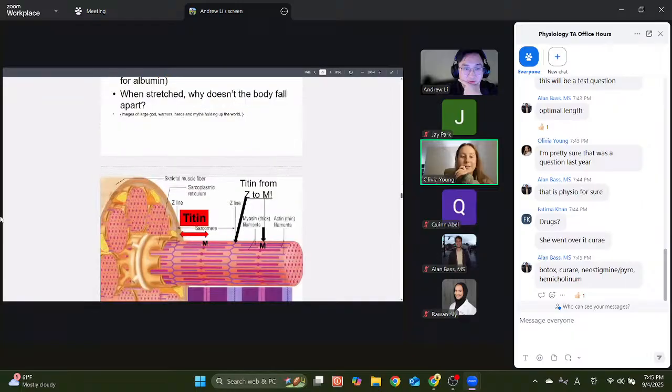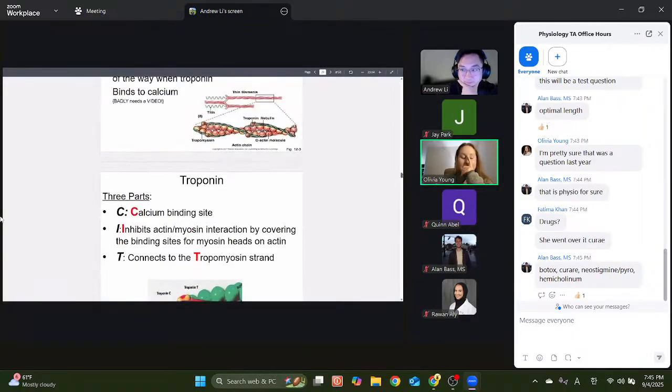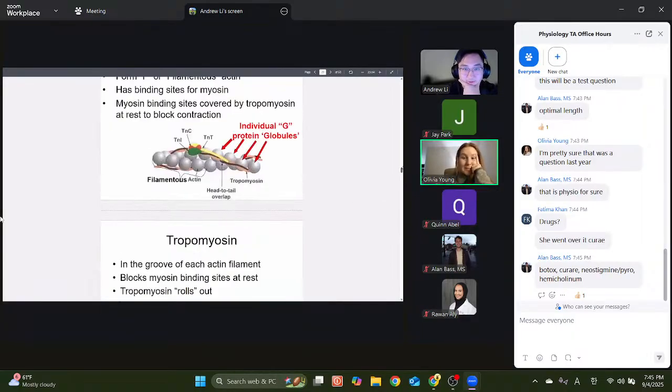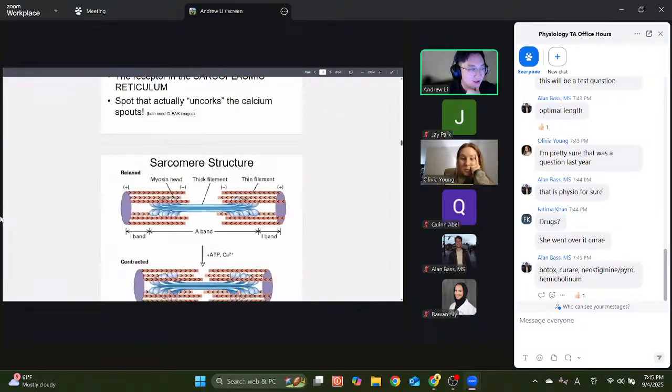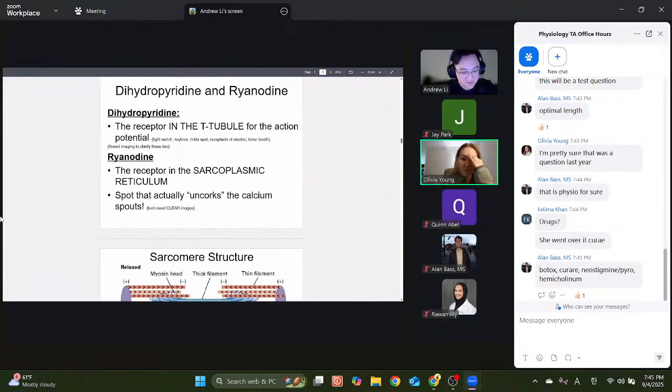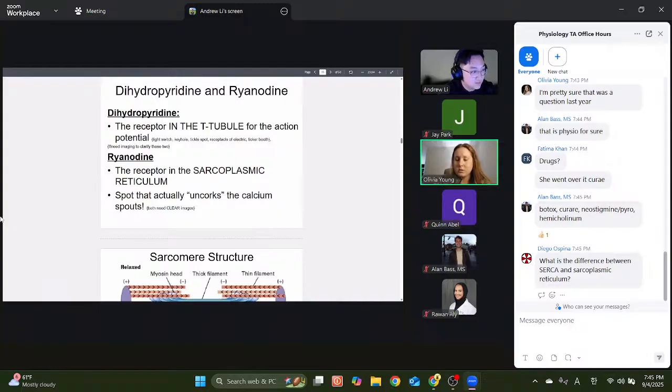No, I did this part of the TA review. But yeah, it's Botox, curare, neostigmine, pyridostigmine, and hemicholinium. Botox I think is pretty high yield for this one.